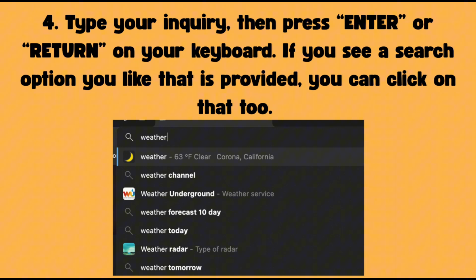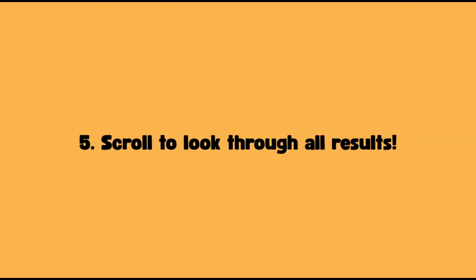For example, I might want to look at the Weather Channel. I see that's an option that they give. I can click on that and it will take me to Weather Channel instead of just weather. After you have done so, results should show up pretty immediately. Scroll through all these to find something you're satisfied with.